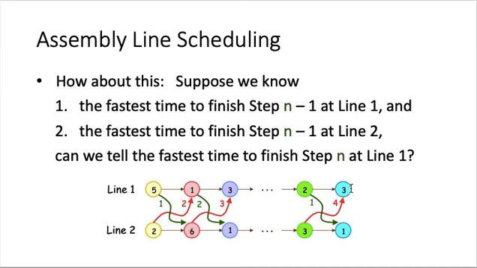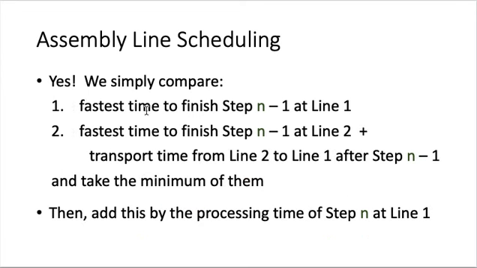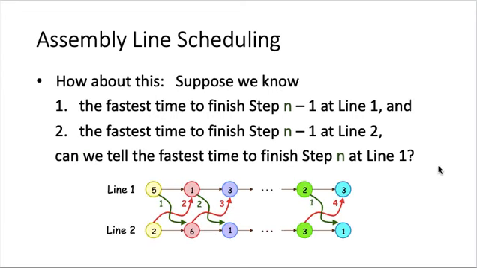Now, this is actually very simple as well. Because if you want to reach this point and finish here, either we finish at this location and then continue the processing here, or we finish at this location and then do transportation and finish everything here. So basically, we compare the fastest time to finish step n minus 1 at line 1, and also the fastest time to finish step n minus 1 at line 2 plus the transportation time from line 2 to line 1 after step n minus 1. So we compare the time here and also the time here.